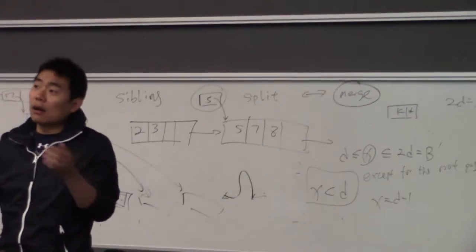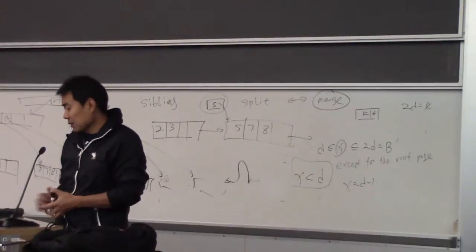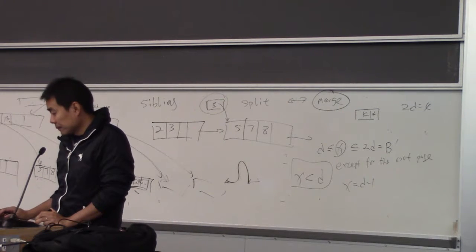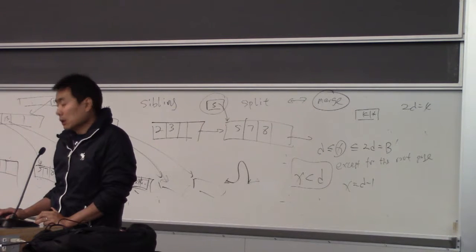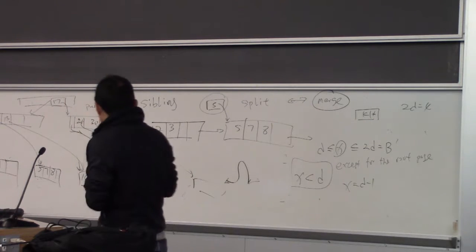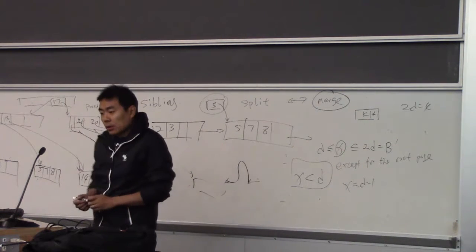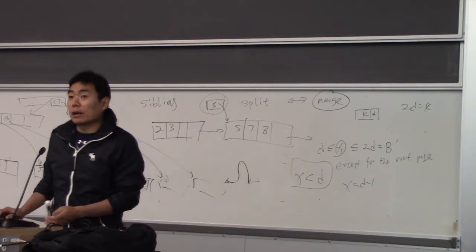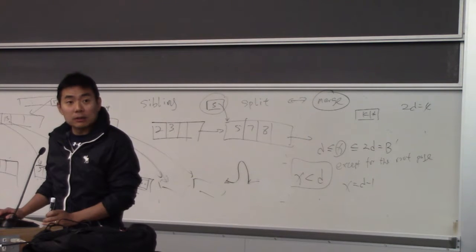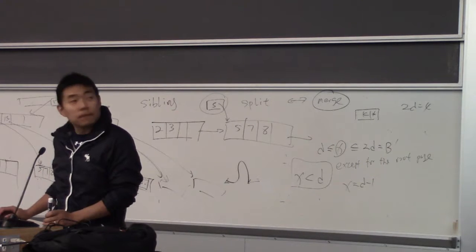Merge is exactly the reverse operation of split. If you think about it, it's actually fairly straightforward. So let me see. If let's say I delete 24, what I will do is I merge this page with this page. So I end up with a single page of 22, 27, and 29. And then I delete this page, deallocate this page altogether.